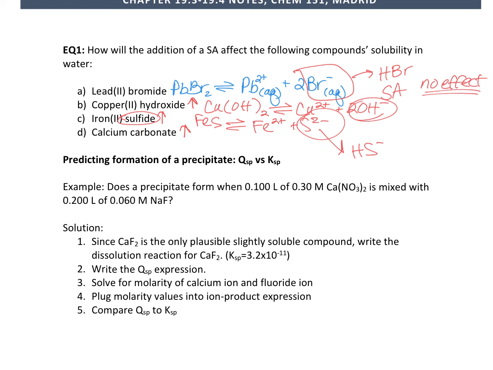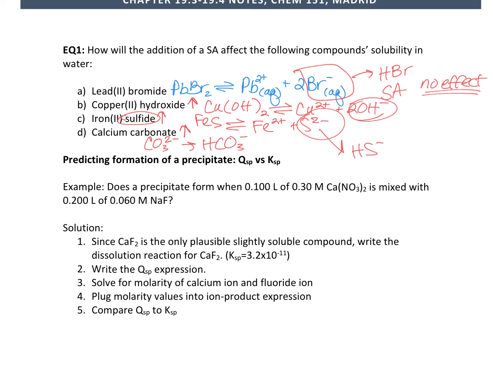Same thing with carbonate. Carbonate is CO3 2 minus. The conjugate acid is HCO3 minus, bicarbonate. It is an acid, but it is weak. So the addition of a strong acid will increase solubility. So that's how you approach those types of problems.